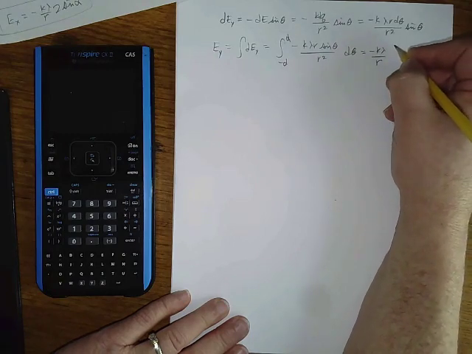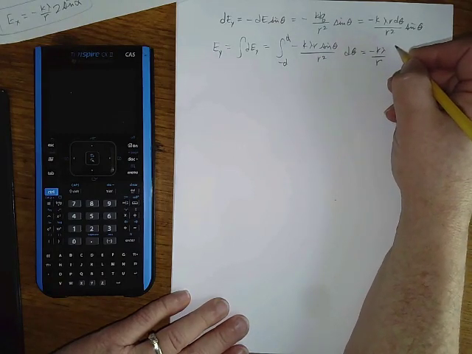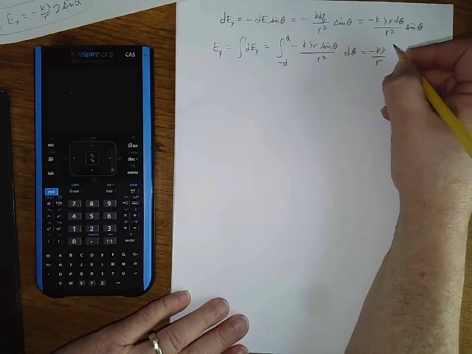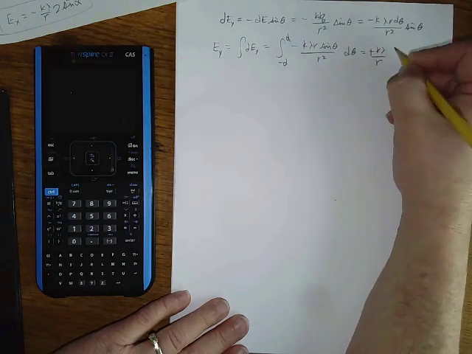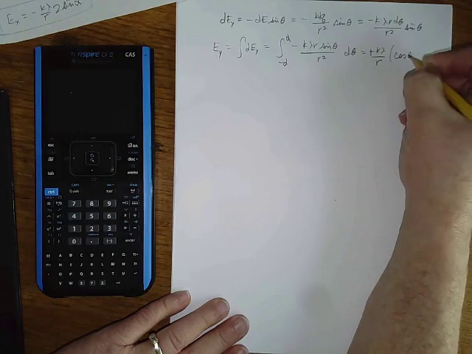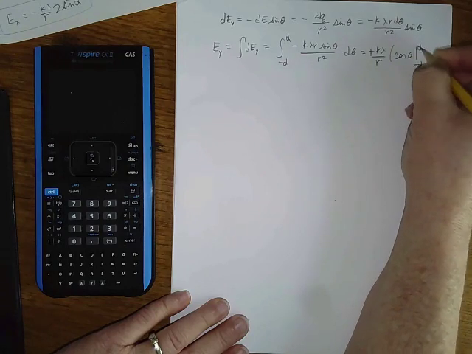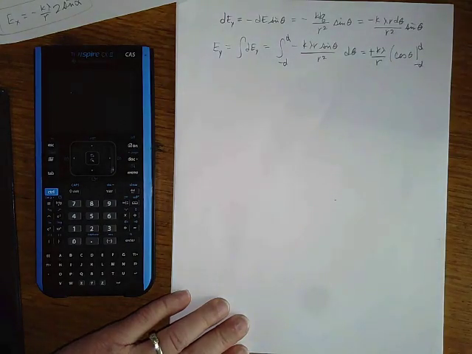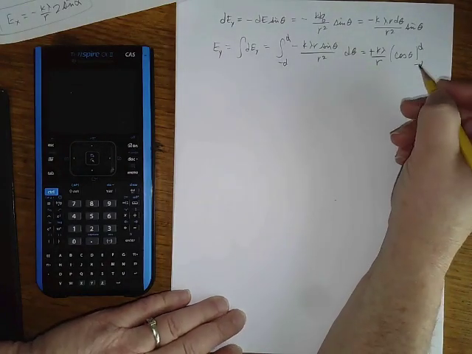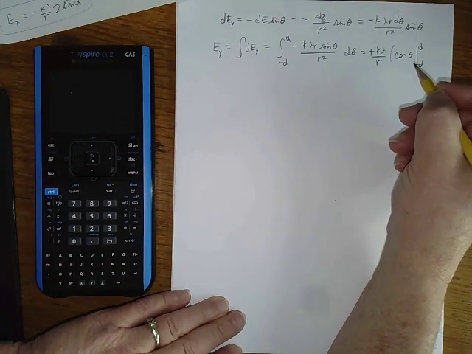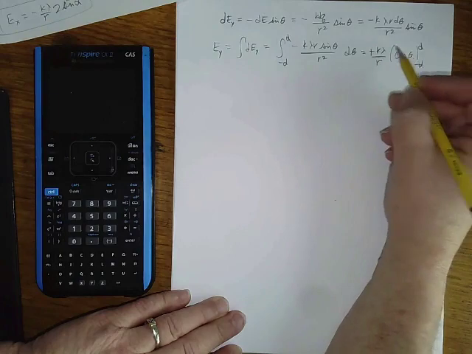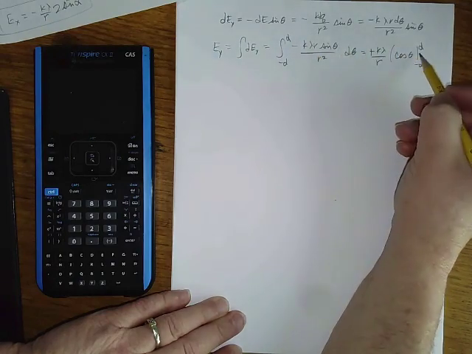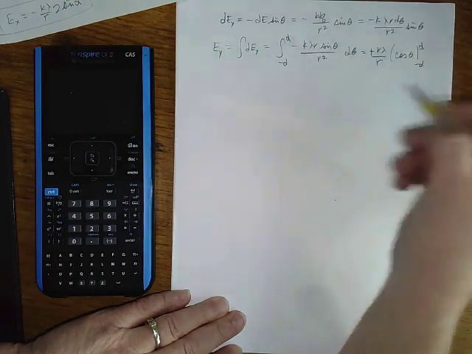And so what's the integral of sine? Negative cosine. So let's put this as a plus. We're going to have cosine theta evaluated from negative alpha to alpha. I kind of skipped a step. I didn't write integral of sine theta d theta. Just factoring. Hopefully you can see that.